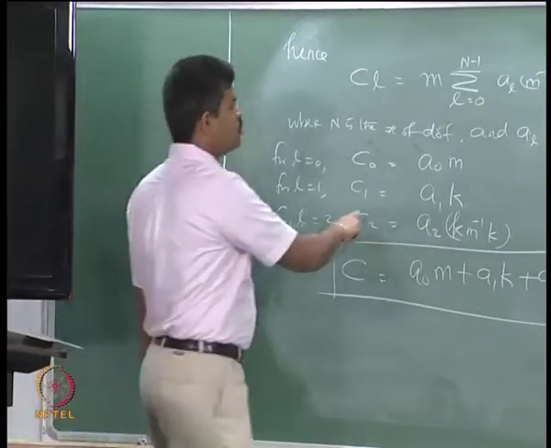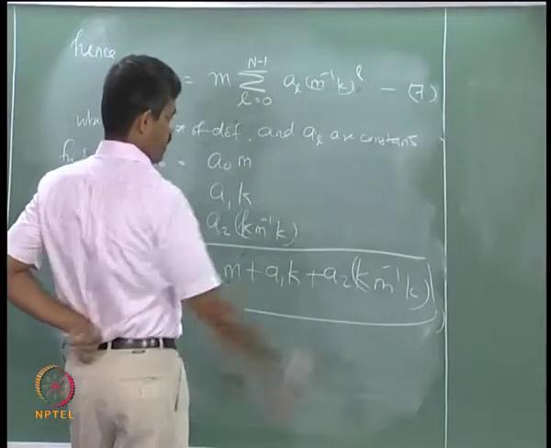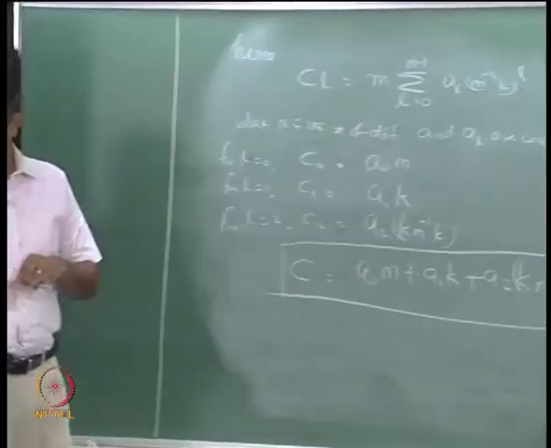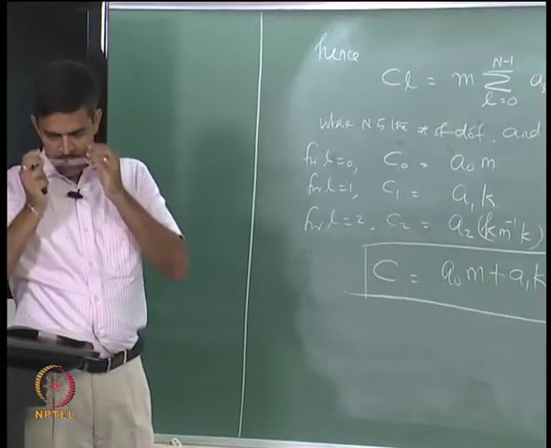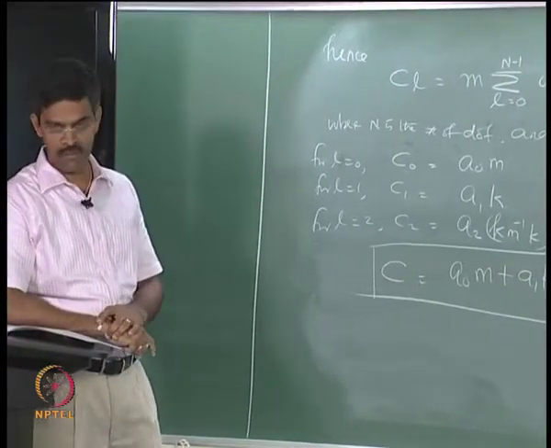Yeah, this will be 2. So, this is going to be square. As long as I am writing this correctly here, this has got to be correct.